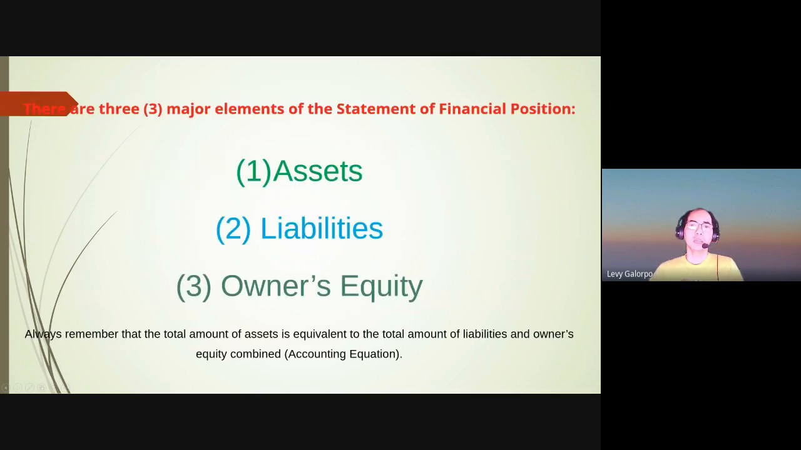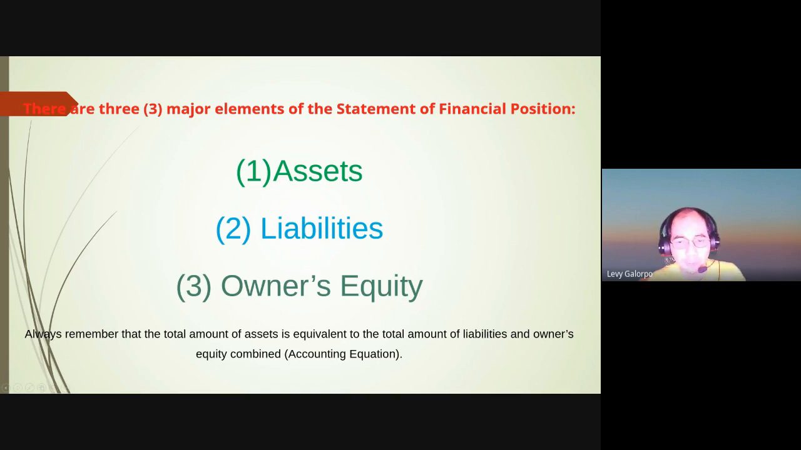So, there are three major elements of the statement of financial position. Okay? So, you are already familiar with it because it has been discussed during your grade 11 accounting 1. Okay, the first one is assets, and the second one liabilities, and the third one owner's equity. Always remember that the total amount of assets is equivalent to the total amount of liabilities and owner's equity combined. Okay, ano ang tawag natin dito? Kung naaalala nyo, ayan na, mabasa nyo, no? Accounting equation. O, nakikita nyo dito?